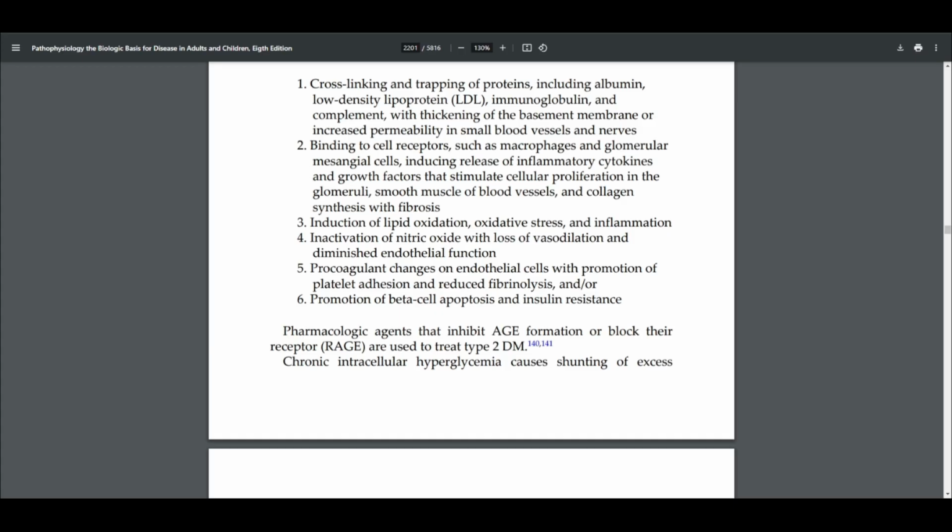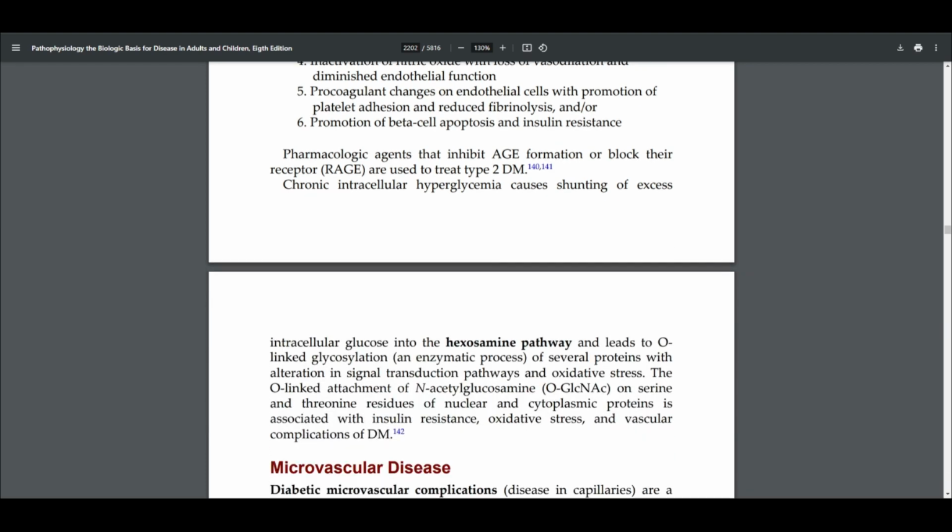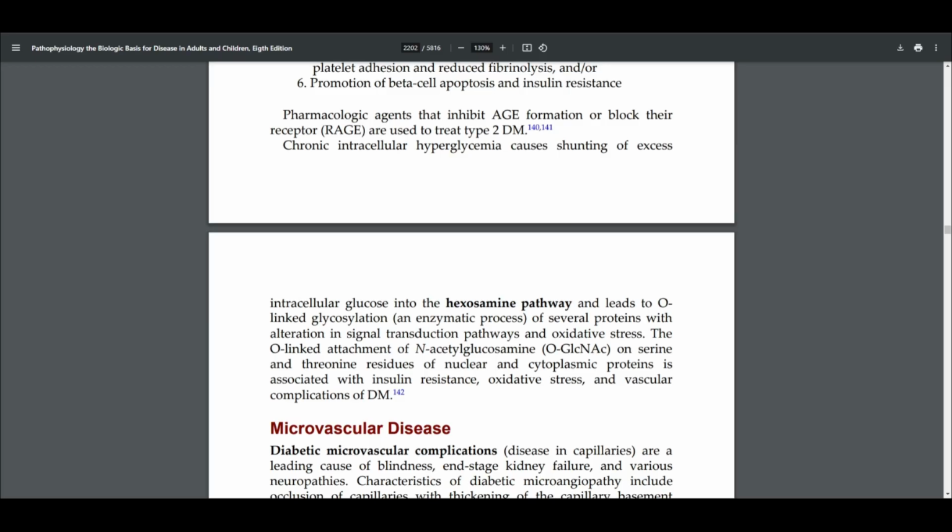collagen synthesis with fibrosis; induction of lipid oxidation, oxidative stress, and inflammation; inactivation of nitric oxide with loss of vasodilation and diminished endothelial function; procoagulant changes in endothelial cells with promotion of platelet adhesion and reduced fibrinolysis; and promotion of beta cell apoptosis and insulin resistance. Pharmacologic agents that inhibit AGE formation or block their receptors are used to treat type 2 diabetes.